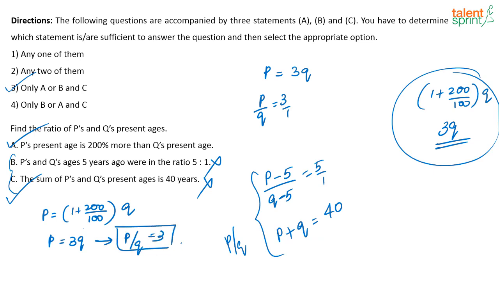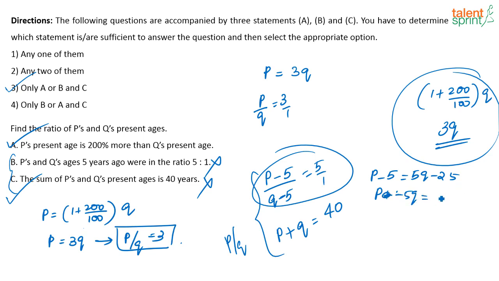Now if I use statement 2 alone, I get this equation. Using this equation, I cannot find out what P by Q is. I have an equation like P minus 5 is equal to 5Q minus 25, so P minus 5Q is equal to minus 20. Basically, I am not able to find out what P divided by Q is using the second equation alone. Again, using the third equation, I am getting only P plus Q is 40. Again, using this, I am not able to solve.